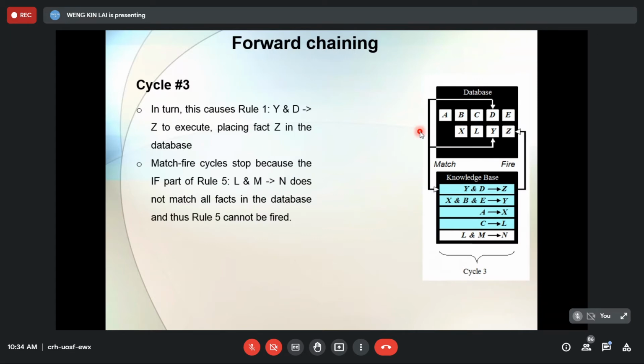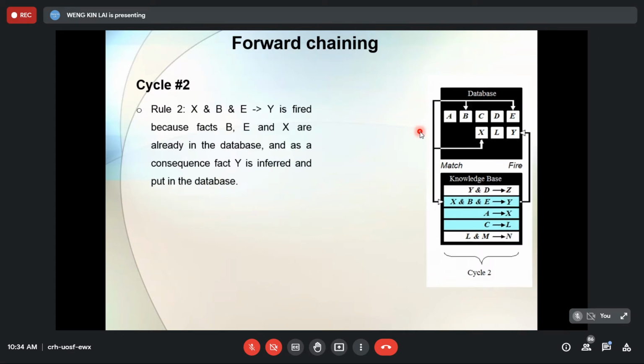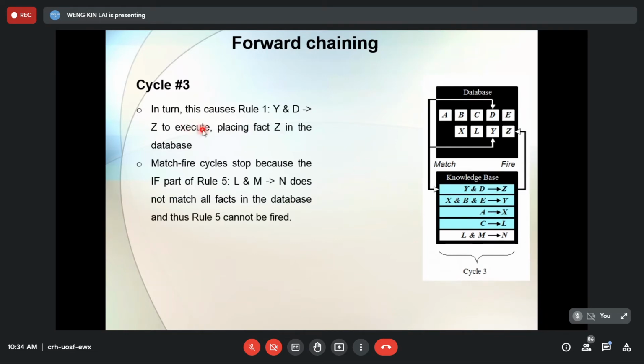Now I go into cycle number three. Cycle number three, I look for Y and D. Since rule number one and rule number five are not processed yet, I process the first rule, which is: if Y is true and D is true, then Z is true. So do I see Y? Yes, it's here. Do I see D? D is here. Therefore, this rule will be fired, and consequently, Z will be introduced into the database.